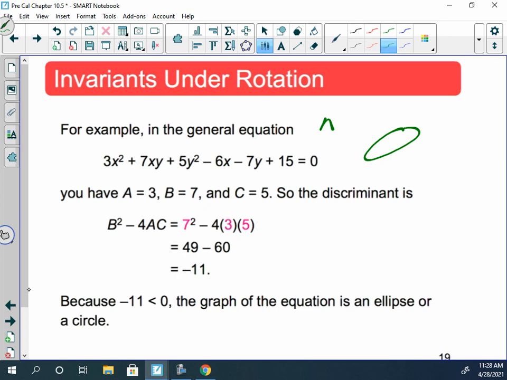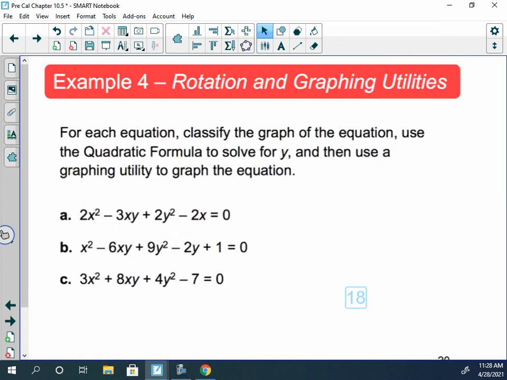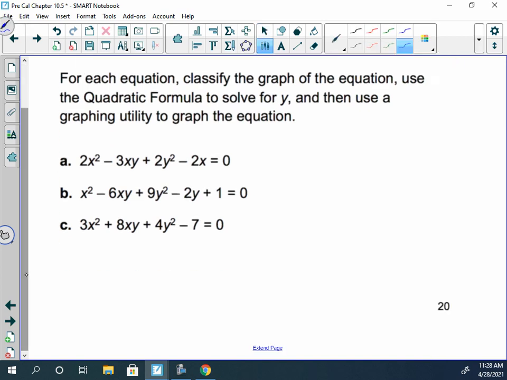And if it's ovular, then it's an ellipse. If it's circular, it's a circle. And that's it. Yep, that's all we're doing.